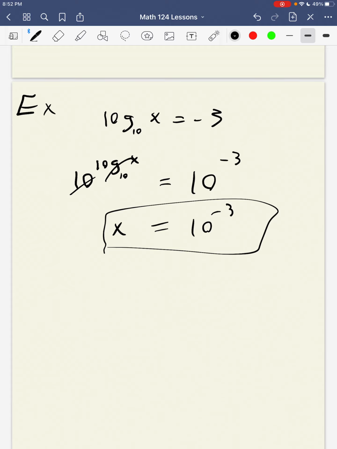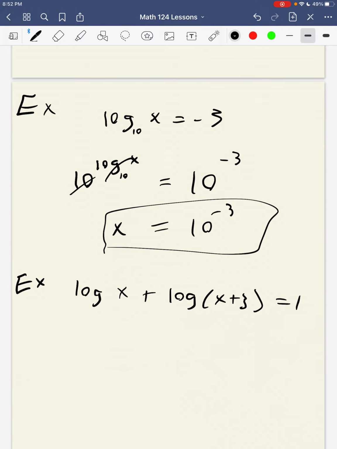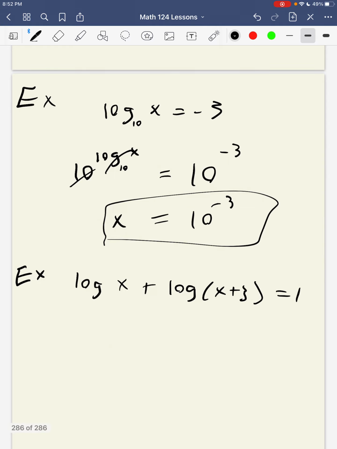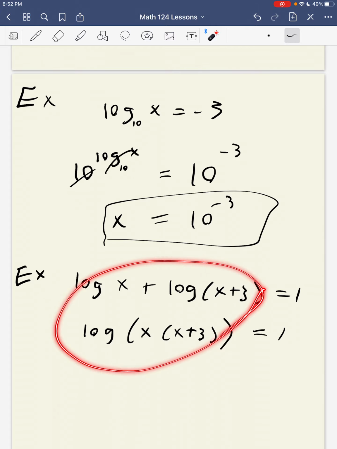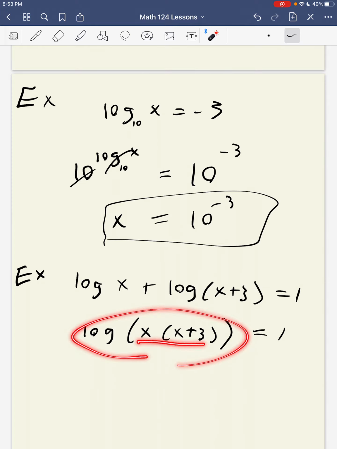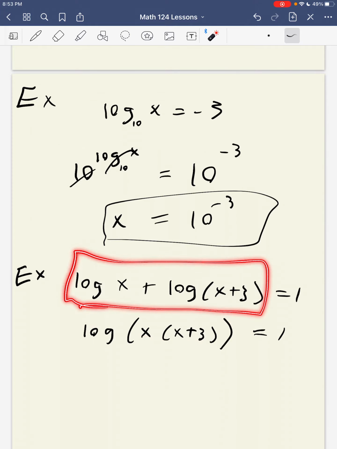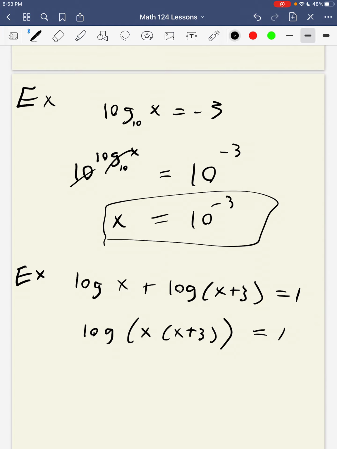Okay, let's try solving another example with logarithms. Say we have log base 10 of x plus log base 10 of x plus 3 equals 1. If we want to solve for x, first we can use the property where adding two logarithms is the same as the logarithm of the product. This was a property we learned last week, where the log of a product is equal to the sum of logs. So we just use that.